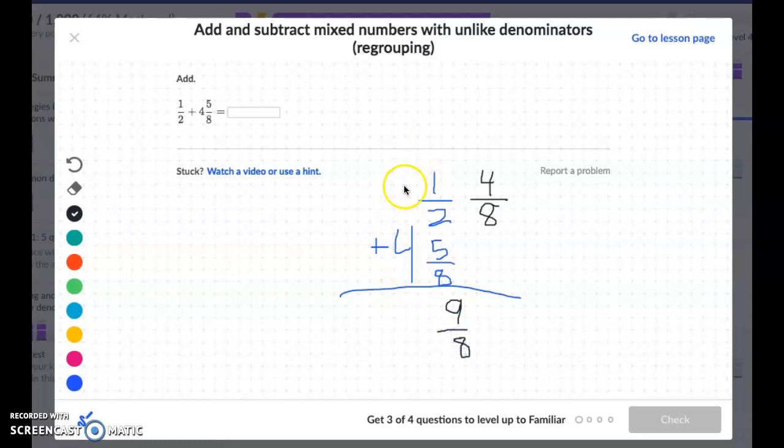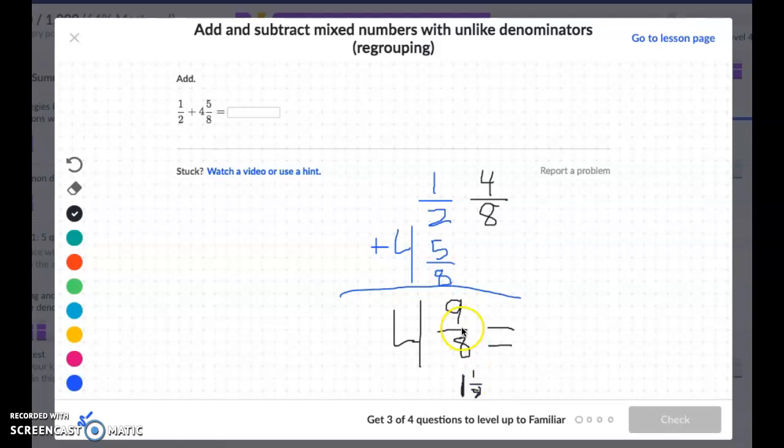And then nothing plus 4 would be 4. Okay, but now that they mention this regrouping up here, what they want us to look at here is that 9/8 is really more than 1, because 8/8 would be 1 whole. So they want us to look at this and say, hey, I can take 8/8 out of here and move it into my whole number. Okay, because 9/8 is really 1 whole with 1/8 left over.